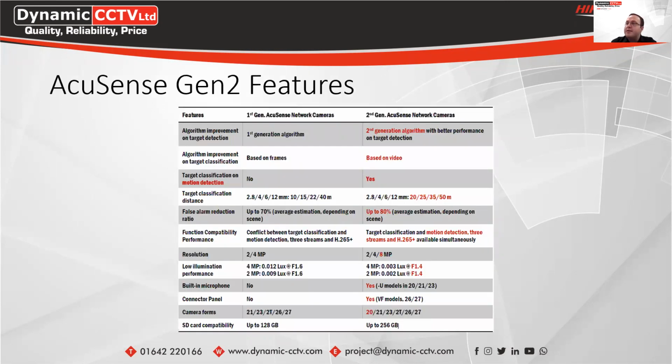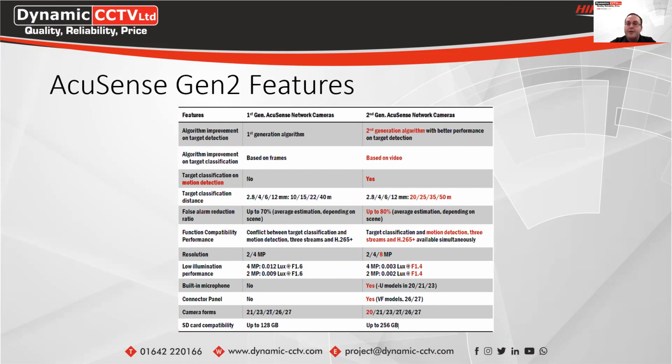So this is just a comparison between the original first generation Acusense cameras and the newer second generation, which is the Acusense 2.0. So there's a few different improvements that they've made. Original Acusense used to work on frames within the actual trigger. So when the event was triggered, it would look at the frames of the actual image and see if a human is in that zone or vehicle. With the new algorithm, it's working based on the actual video footage. So it's actually looking as the person or vehicle's moving in the actual scene onto the trigger zone, and then it will actually alarm the system.